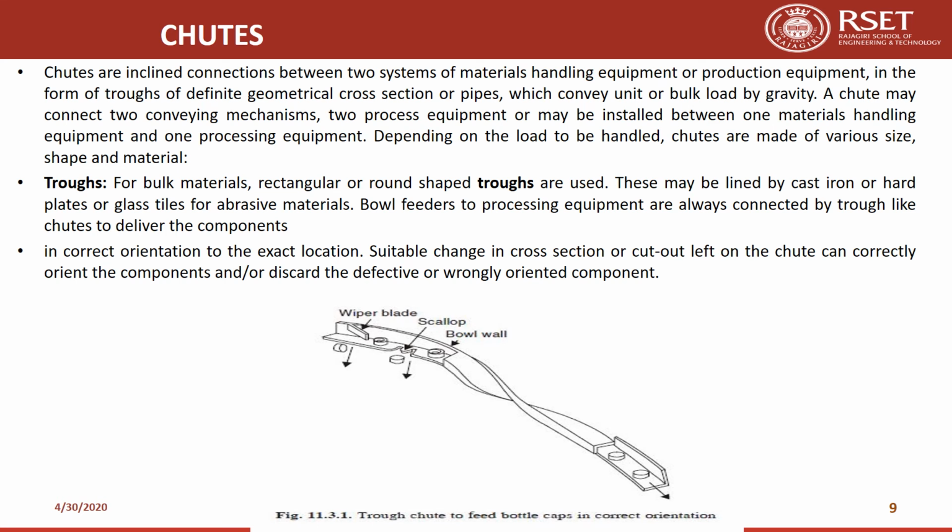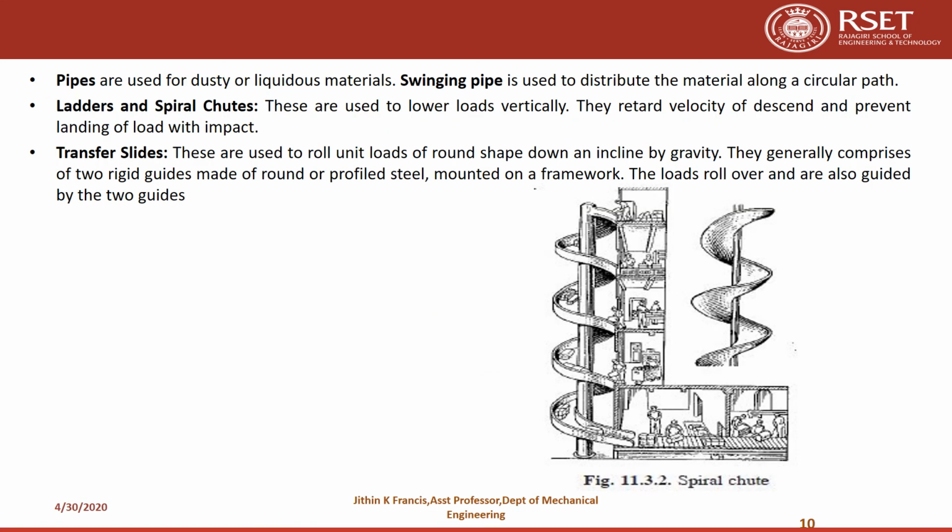So these troughs are attached in the chutes or even the different kinds of feeders. Troughs are there so that the correct alignment of the trough can take the right component and reject the wrong component in material handling equipment for the selection process. Pipes are used for dusty or liquid material. A swinging pipe is used to distribute the material along a circular path. Ladders and spiral chutes are used to lower loads vertically.